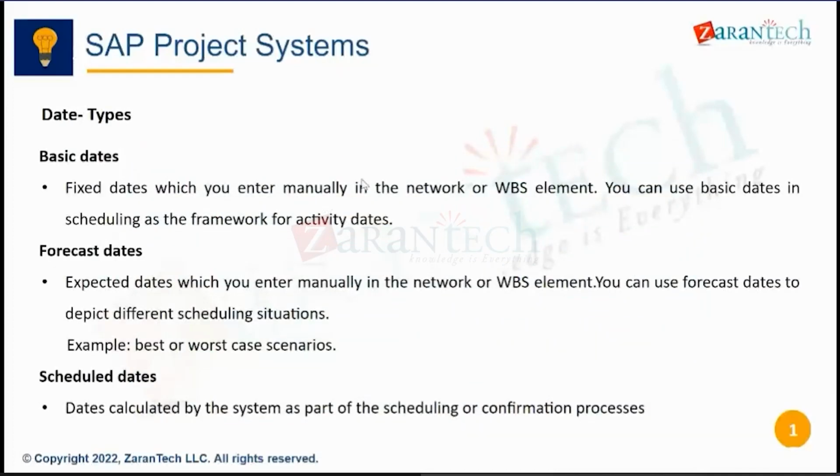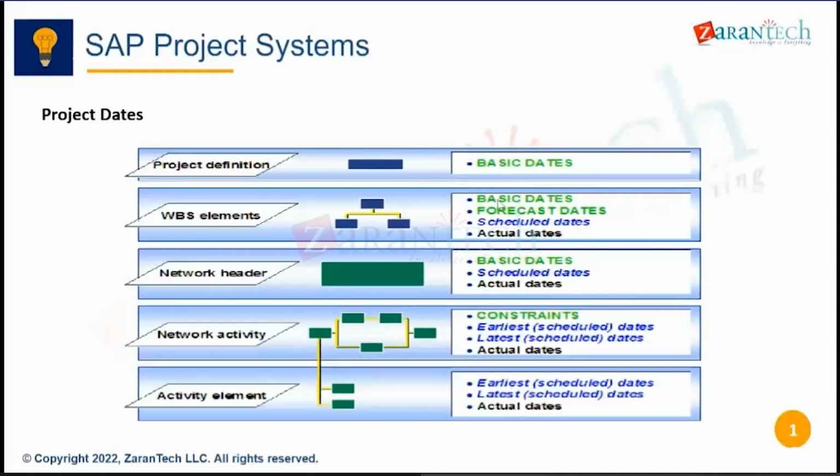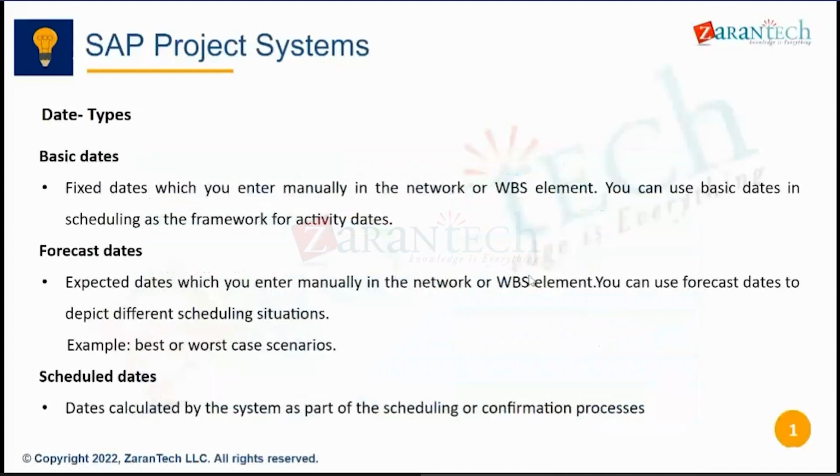So again, this is talking about the different types of dates which we discussed: basic dates, forecast dates, scheduled dates. So let us just see whether what I spoke is synchronized with that. So basic dates are the fixed dates which you enter manually in the network or WBS element. You can use basic dates in scheduling as the framework for activity dates. So basic dates will be used as the framework for further scheduling in the network.